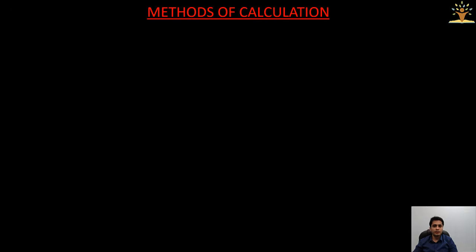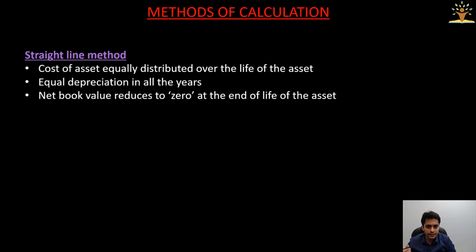So let's see what are the different methods we have for calculating depreciation in our syllabus. First one is the straight line method, a very simple method. The meaning of straight line method is simple. It says that the amount transferred to the income statement as depreciation should be the same every year, equal depreciation. Every year you should transfer the same amount of depreciation to the income statement. That method is the straight line method.